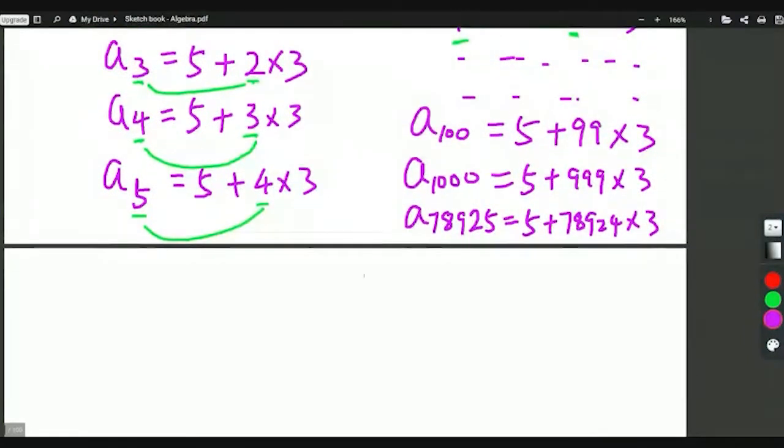Now I want to further challenge you. I'm not giving you a specific term. I will say this is the nth term. That n can be any number, so any term. I want you to tell me, if I need to know the nth term, is there a way for me to figure it out?